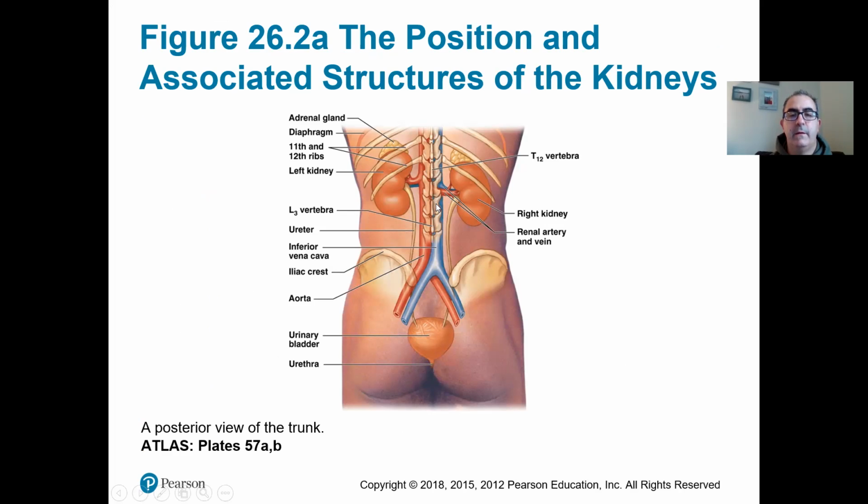So this is a picture from the back, right? The ureters lead down to the bladder. You can see where your kidneys are in relation to your vertebrae. They're kind of at your lower back.